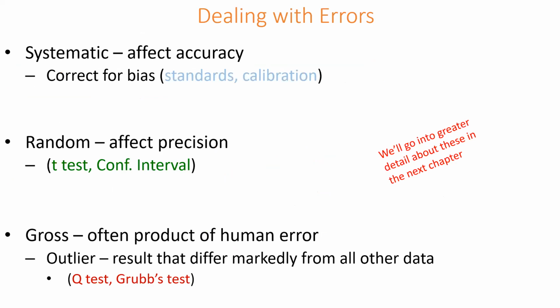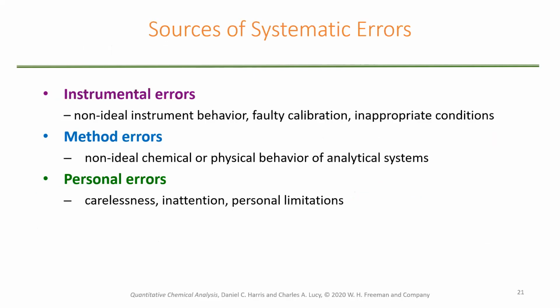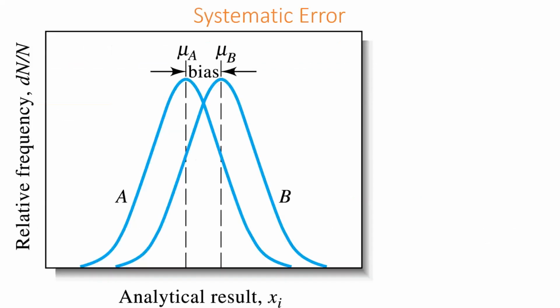And this is how you deal with each of those. Basically, systematic error you correct for by doing a calibration. That's your bias. You've got a couple of different sources, so know where they come from. Calibration, that's your key there. And this is what that bias looks like on a spread of numbers.